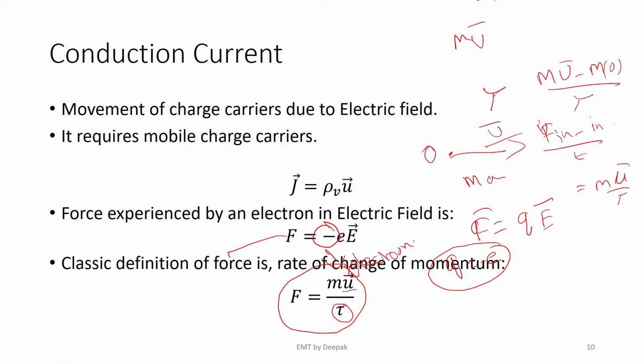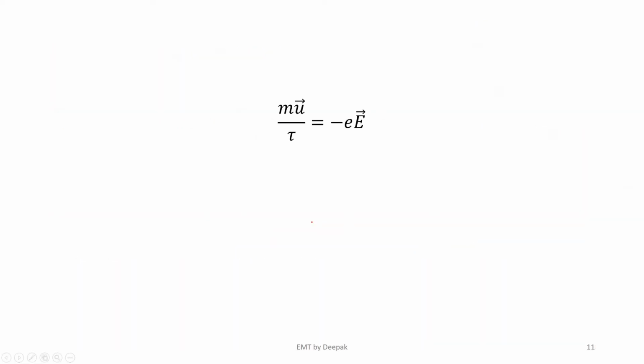Now these two, which are two different definitions of force, must give you the same quantity. We can equate those two: mass times the velocity by tau should be equal to minus e times electric field intensity, which gives me the value of velocity to be equal to minus e tau by m times electric field intensity.